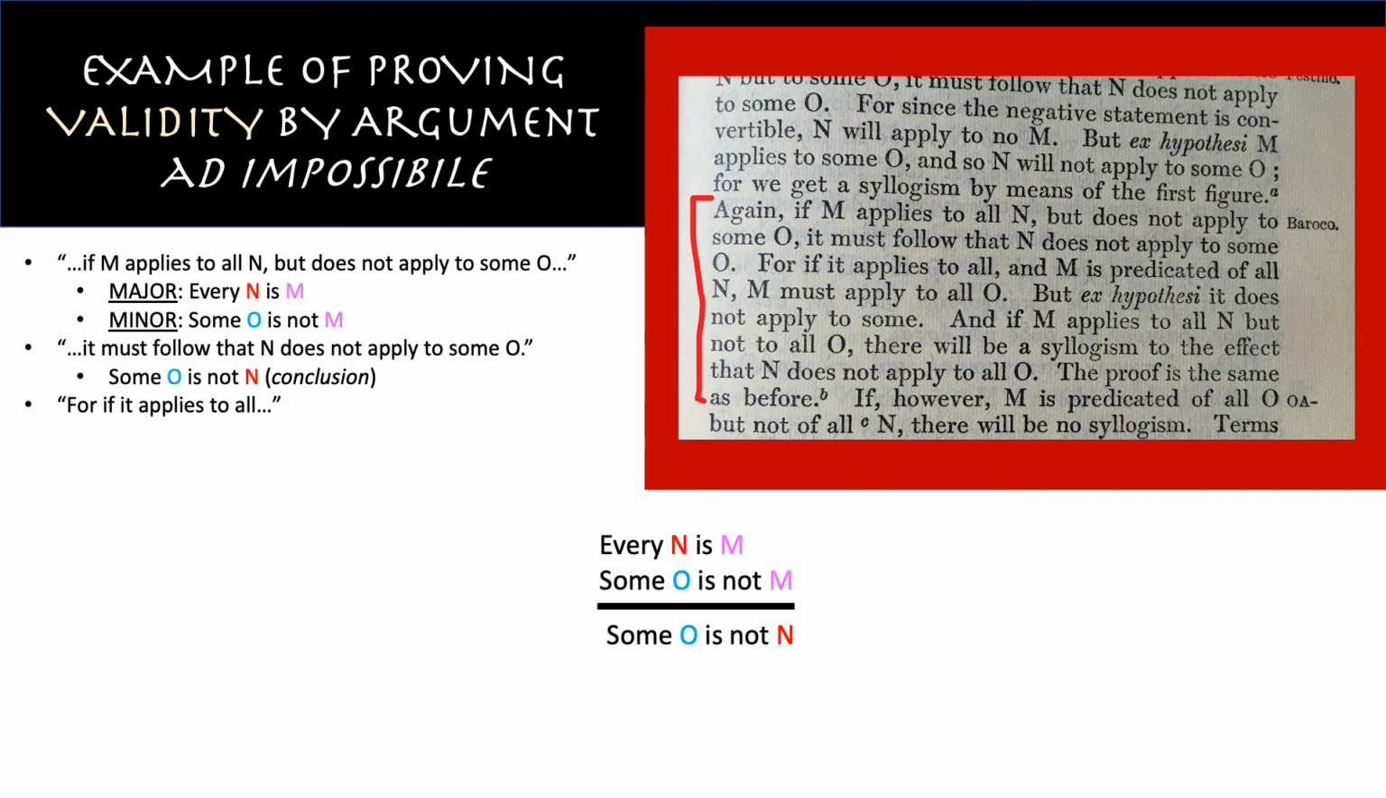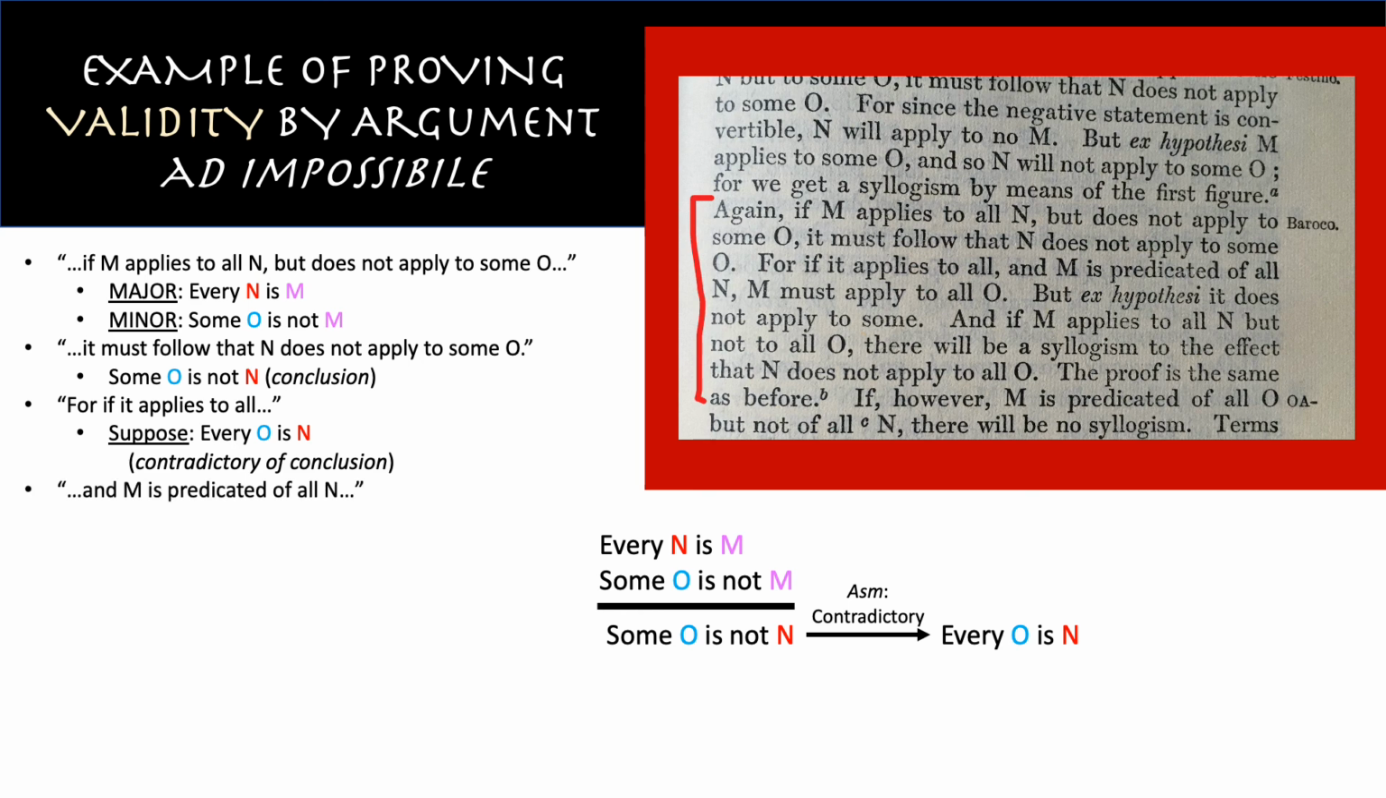But in order to prove this conclusion, he assumes the contradictory opposite of it. That's what he indicates when he says, for if it applies to all. In other words, suppose that every O is N. Every O is N is a universal affirmative proposition. That is the contradictory opposite of the particular negative proposition, some O is not N. It is the particular negative proposition that Aristotle is aiming to prove, and in order to prove that it follows from the two premises he's assumed, he assumes the contradictory opposite of the conclusion he wants to prove, namely, every O is N.